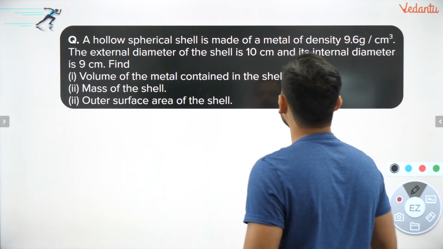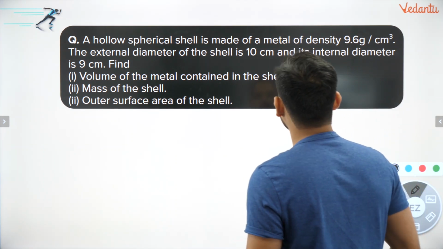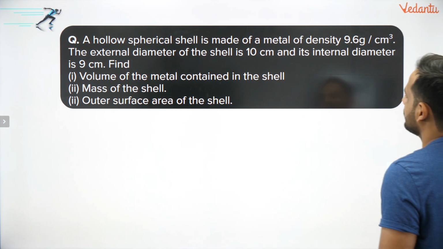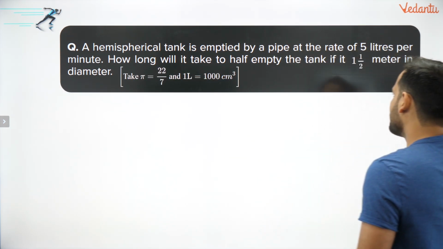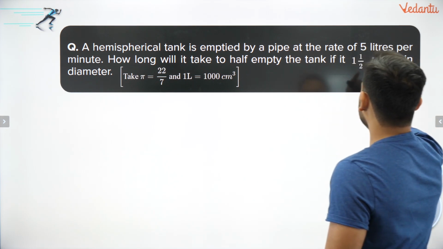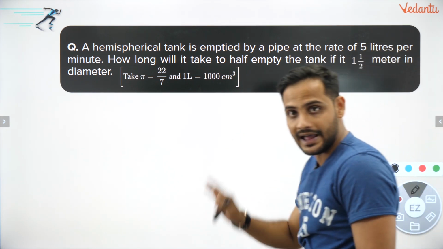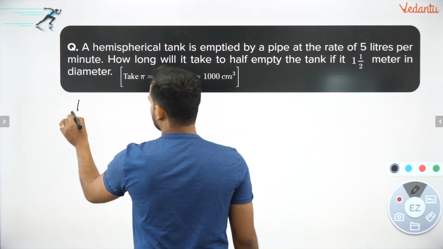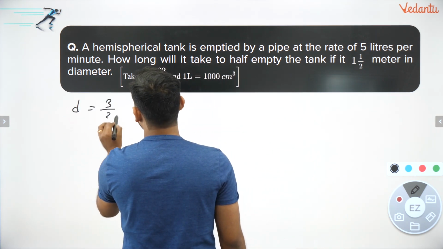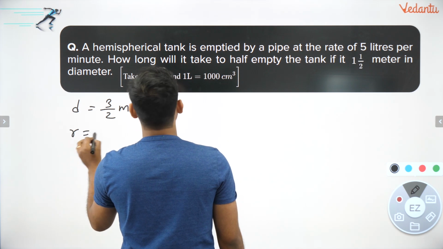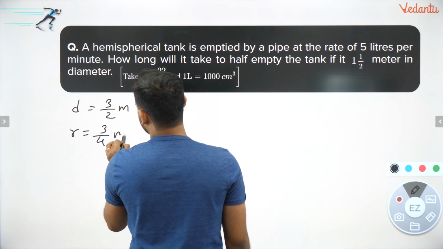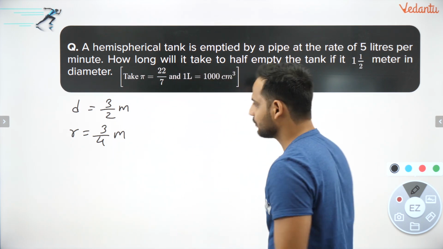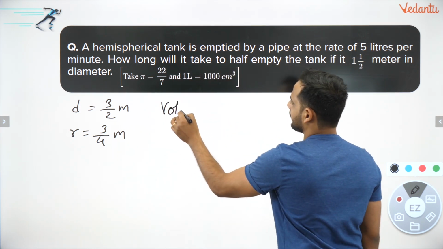Now, for this, we need to get the radius. A hemispherical tank is emptied by a pipe at the rate, what tank? If it is 1.5 meter in diameter, so diameter is 1.5, which is 3 by 2 meter. So I can say radius will be equal to 3 by 4 meter, that is, divided by 2. Correct?